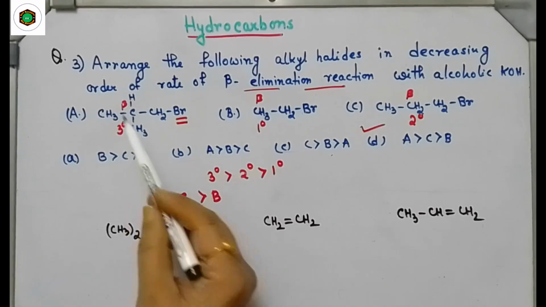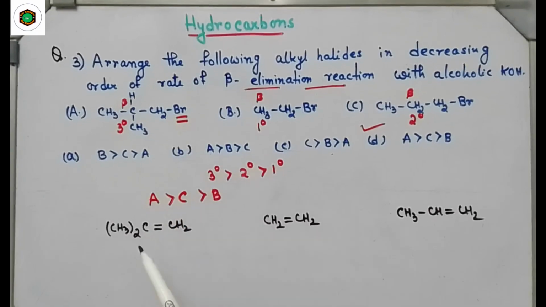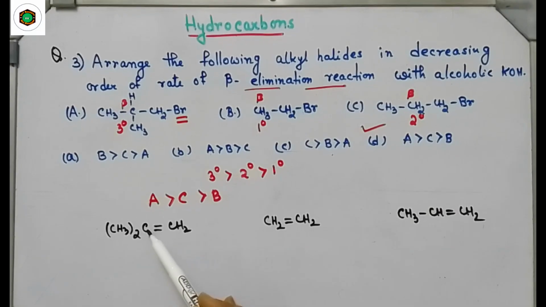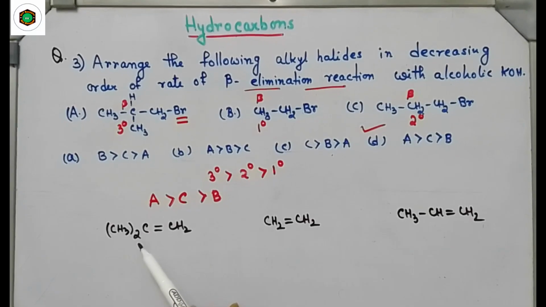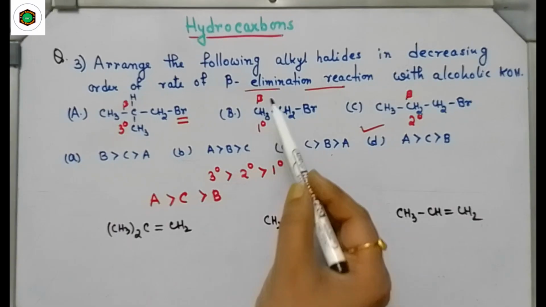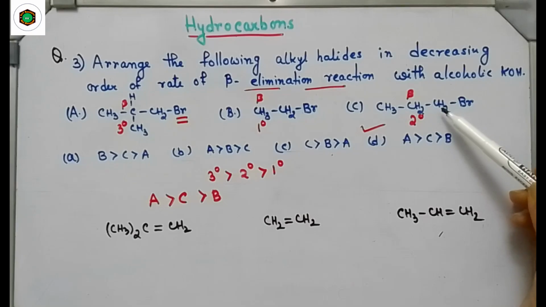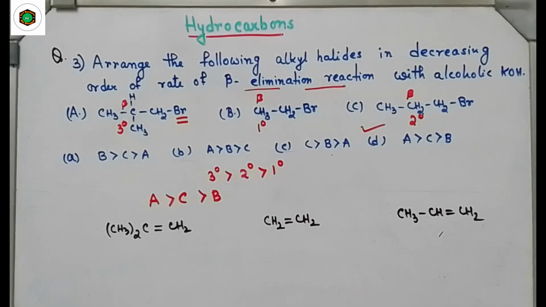You can see after dehydrohalogenation, whatever alkene here we are getting, it is disubstituted alkene, because two hydrogen atoms of alkene are replaced by methyl group. This is unsubstituted we are getting from here, and this alkene whatever we are getting from here is monosubstituted. So this is most stable, this is next stable, and this is least stable.